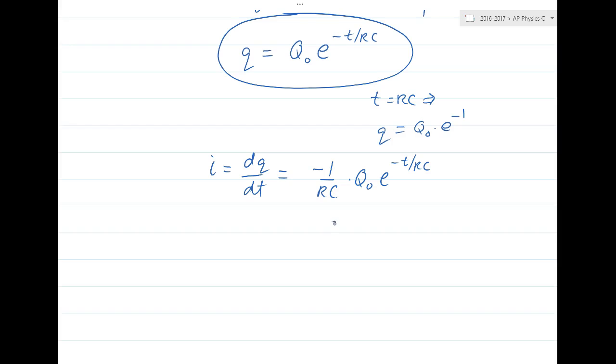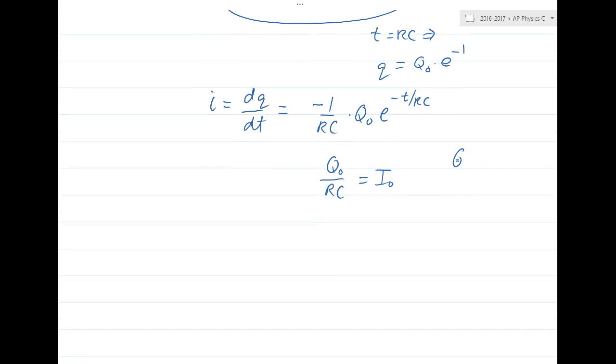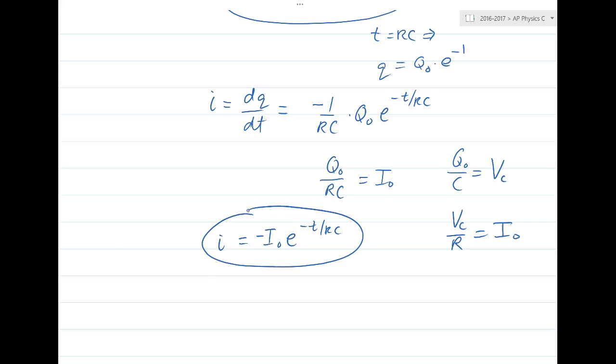And you might recognize that q naught over rc is actually I naught. Well, how do we get that? By recognizing that q naught over c is the voltage on the capacitor, and that voltage divided by resistance will give us the initial current. So I is actually equal to negative I naught e to negative t over rc. Okay? And so that is going to be another exponential decay, but starting with a negative value.